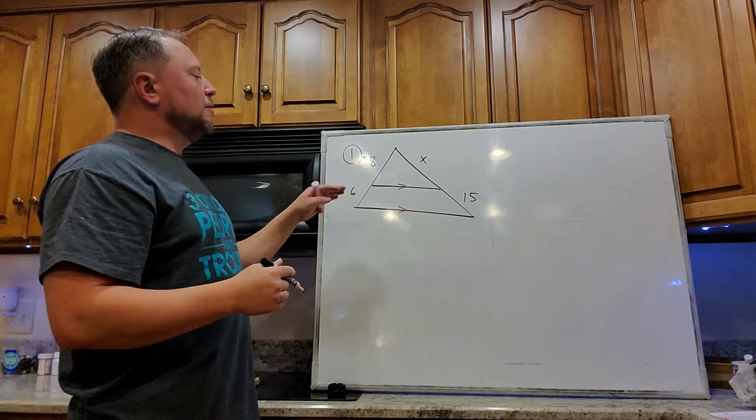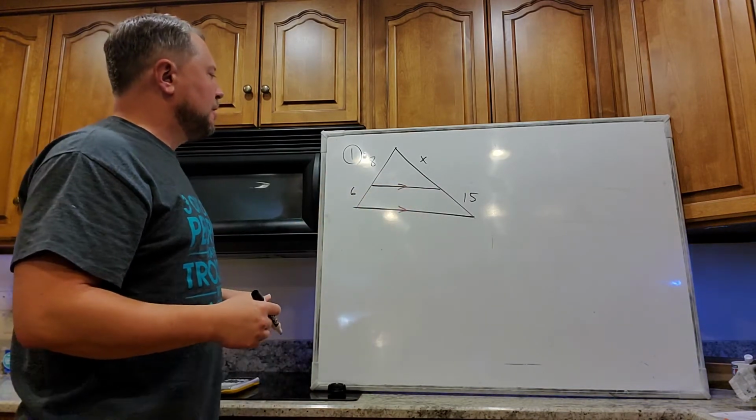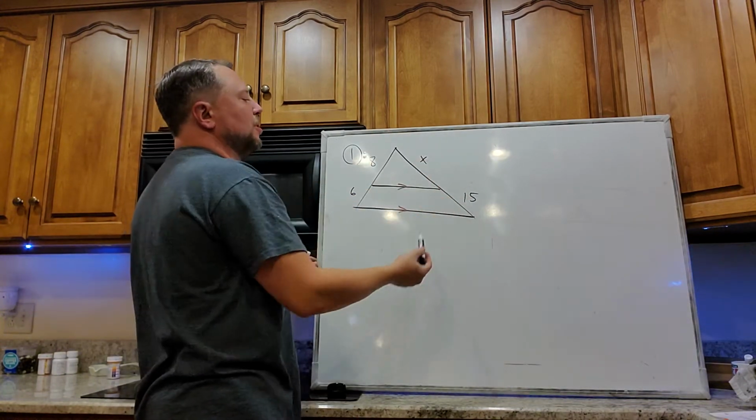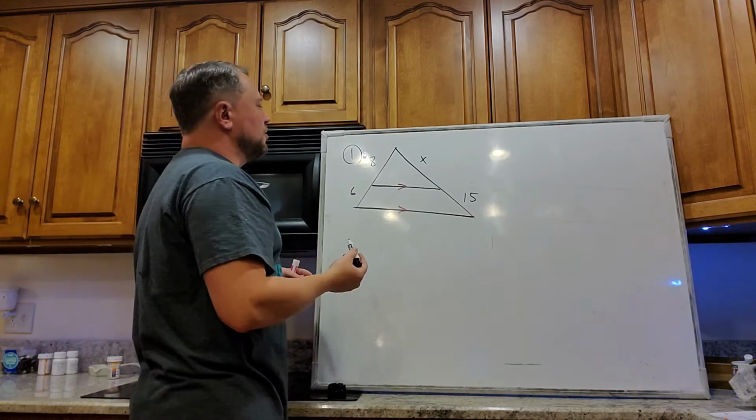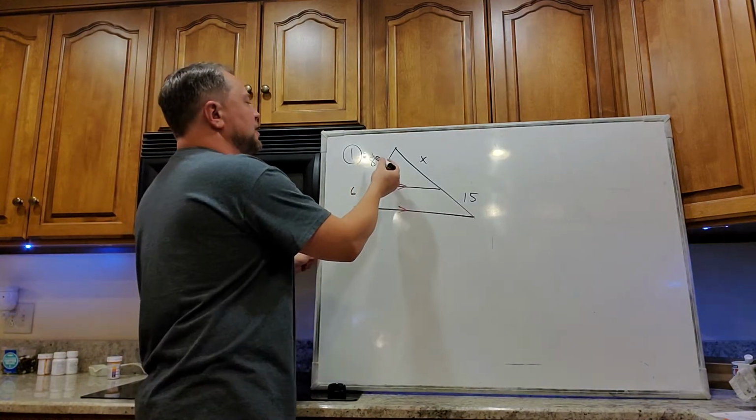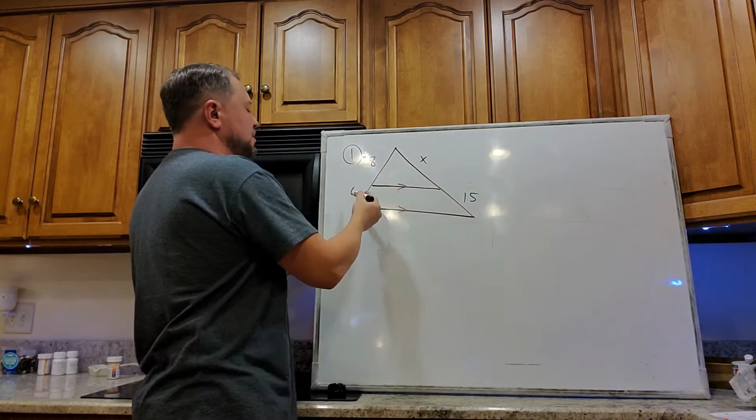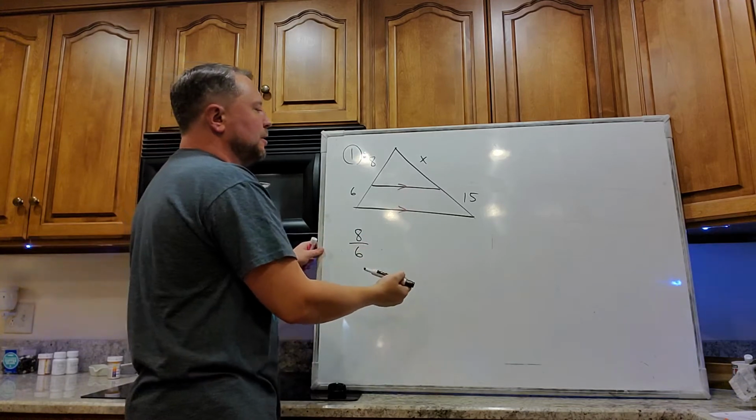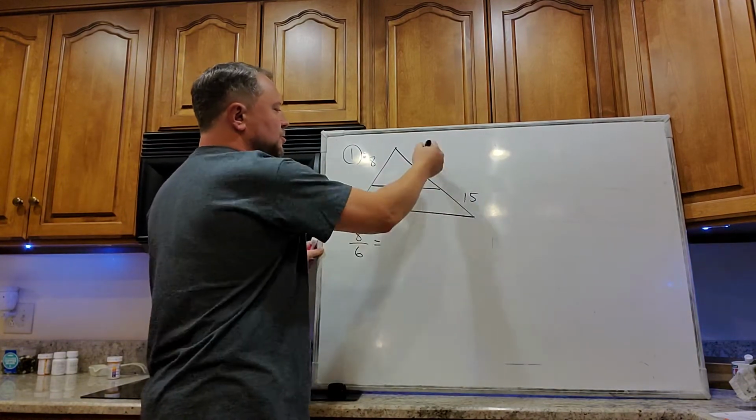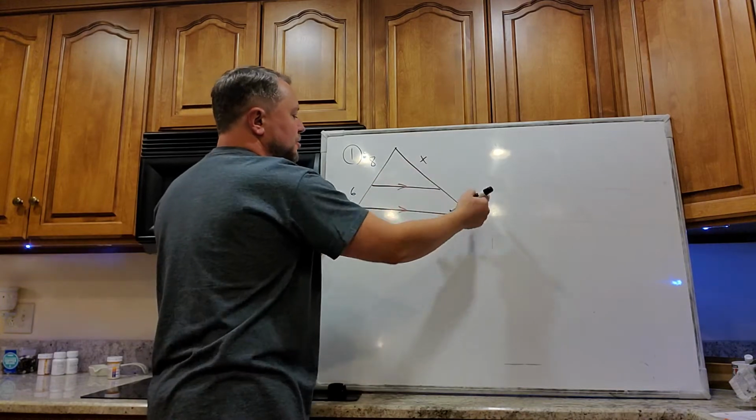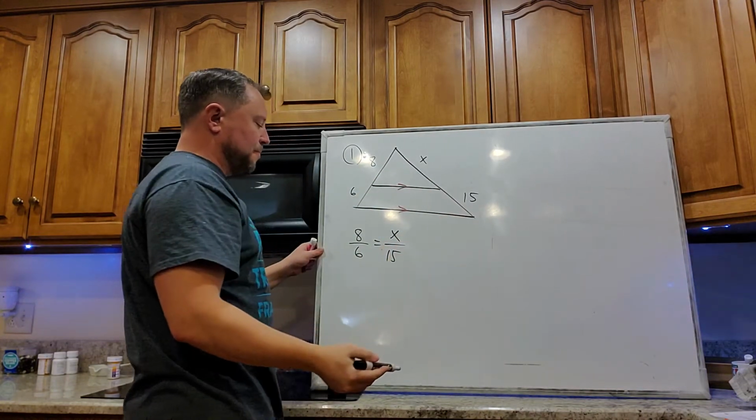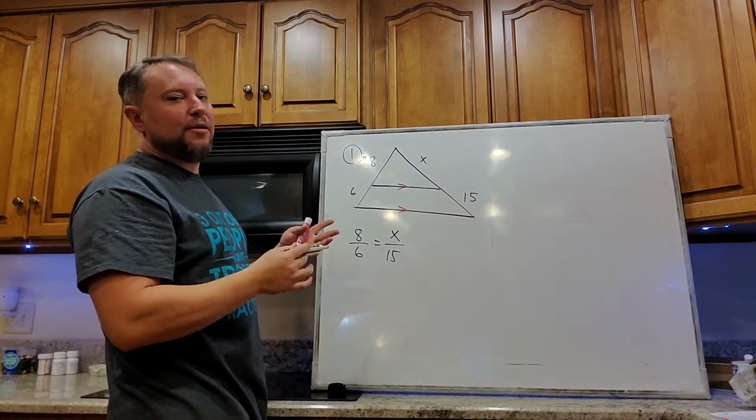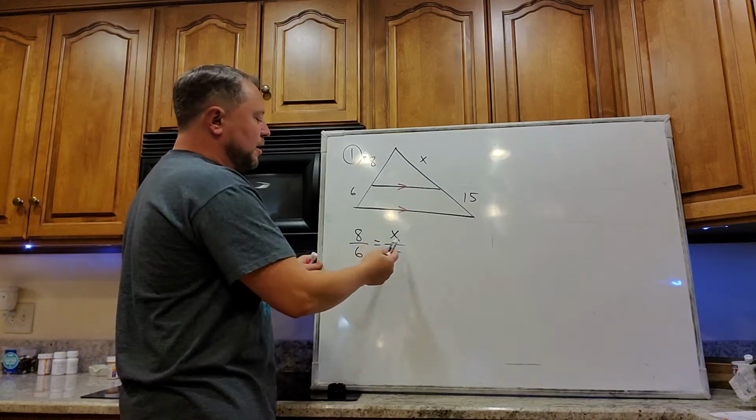So if this runs parallel through there, then that means that it cuts this side and this side into parts, and those parts will be proportional. By that triangle proportionality theorem, I could say that this 8 and this 6 will have a ratio. I'm just going to put 8 over 6, top over bottom. That matches the ratio of these two parts, so over here I put x over 15. Top over bottom, top over bottom. Pick a good pattern and stay consistent.